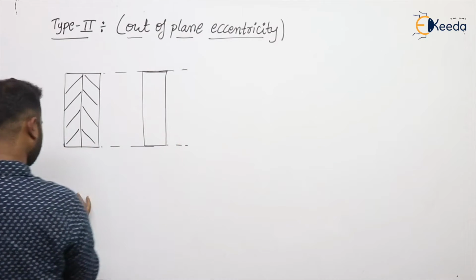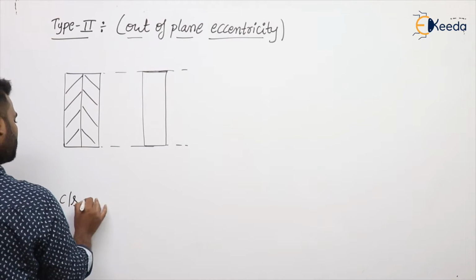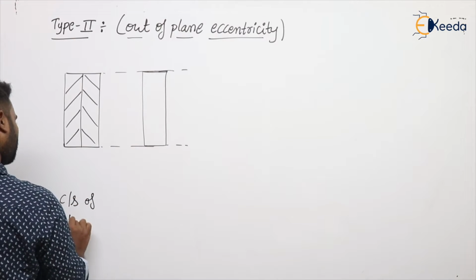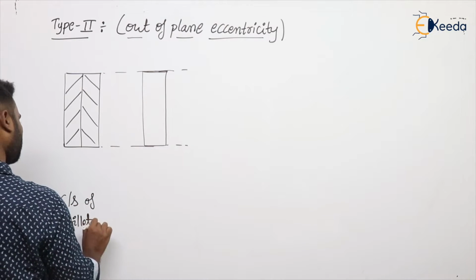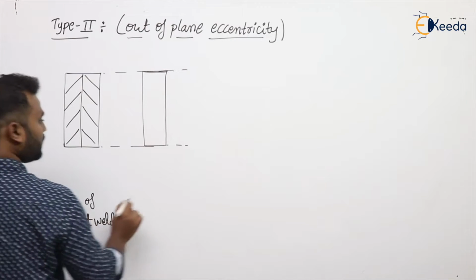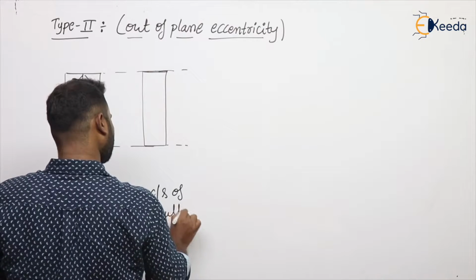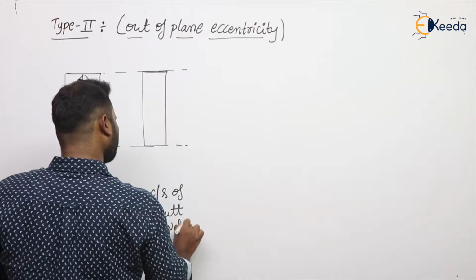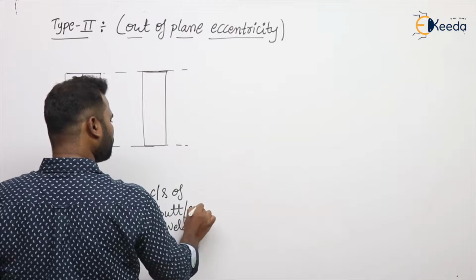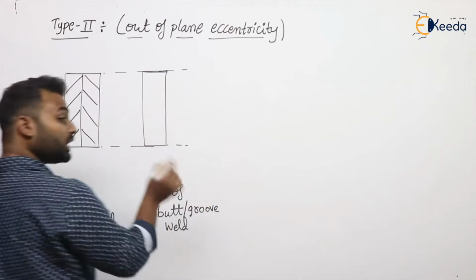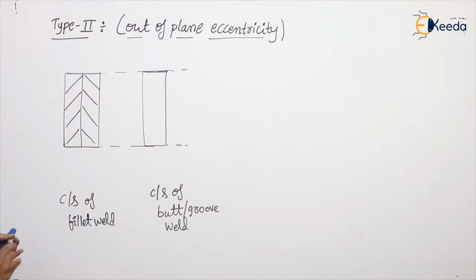Clear? So this is the cross section of fillet weld. And this is the cross section of butt weld. And one more name for butt weld is groove weld, right? Butt weld or groove weld, one and the same, which is what we already discussed. Clear?